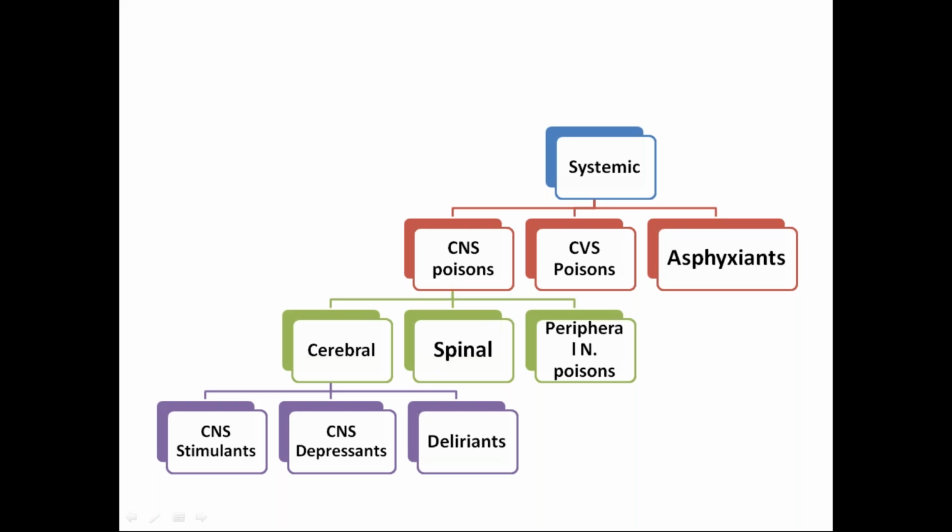So classification wise, systemic poisons are divided into three types: CNS poisons, serous poisons, and asphyxiants. CNS poisons are again divided into three types: cerebral poisons, spinal poisons, and peripheral nerve poisons. And the cerebral poisons are again divided into three types: CNS stimulants, CNS depressants, and then delirium poisons.